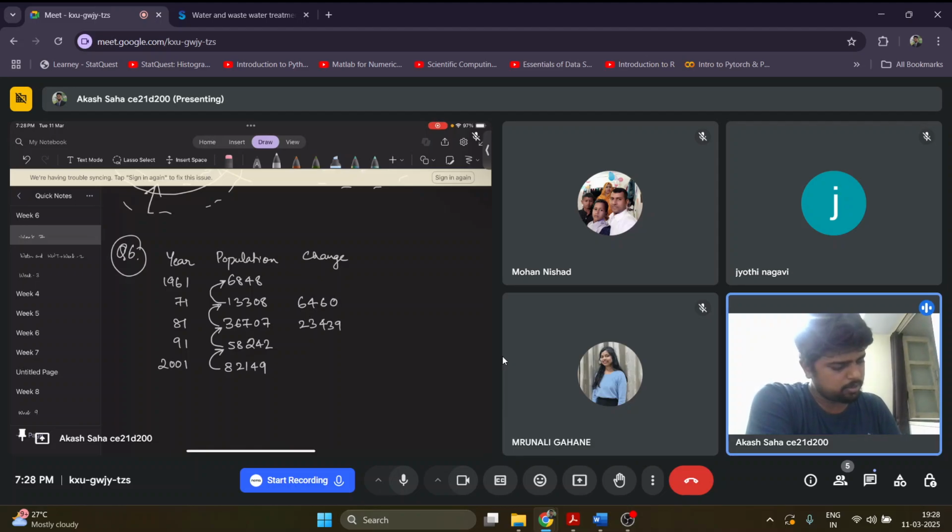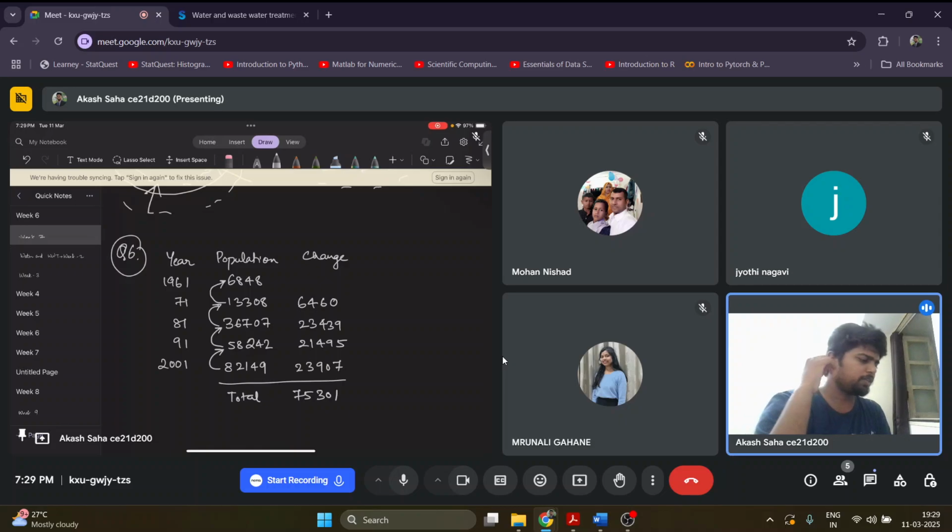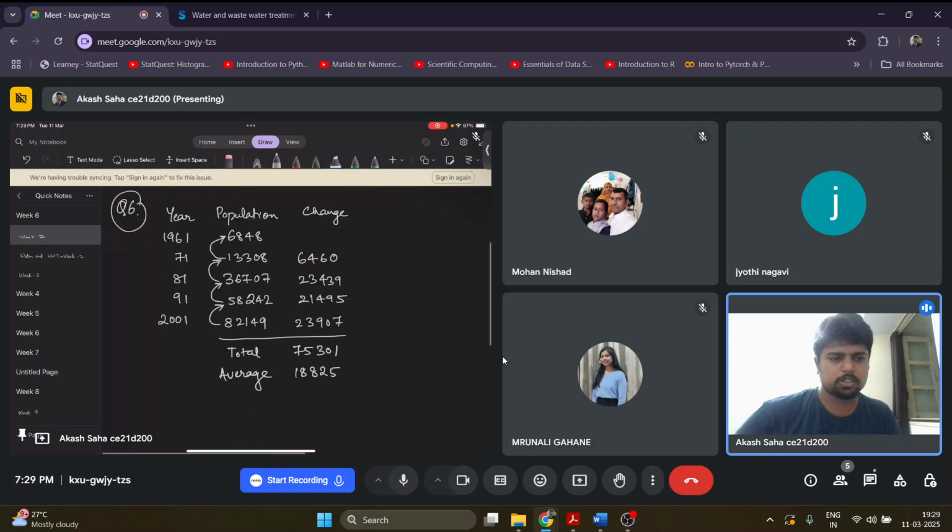Like that we will get the changes as 6460, 23439, and then 21495, and then 23905. Okay. And if we calculate the total, it will be around 75301 for these changes. So just add it up, and then we will calculate the average. So this divided by 4, we will get 18,825. Okay. So this is what we will get if we find the total and the average.